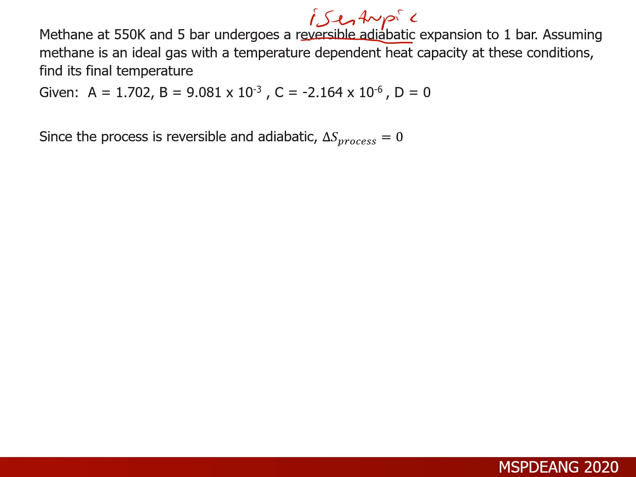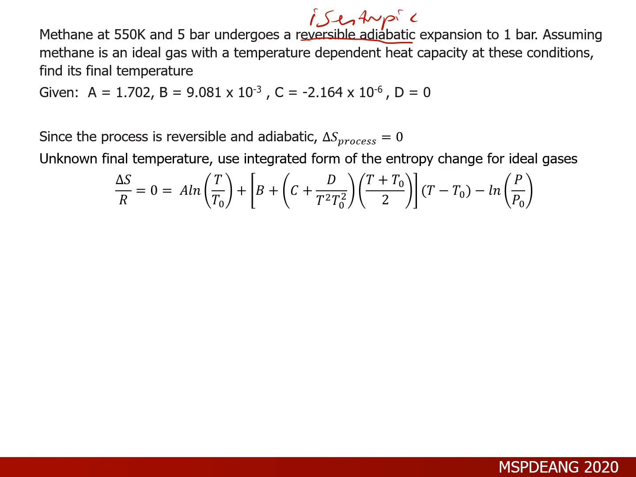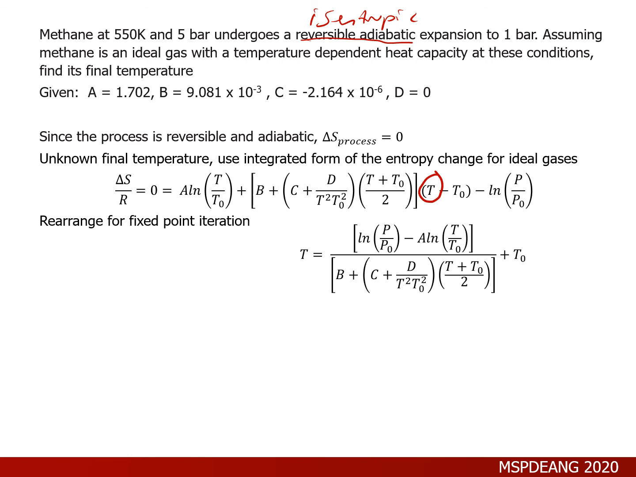So we have an unknown final temperature. Okay. So let us use the integrated form, the entropy change for ideal gases. So recall our previously derived equation as such. Okay, so unknown temperature. So delta S over R is equal to 0. P is 1 bar. P naught is 5 bar. T naught is 550 Kelvin. Okay. So we'll now rearrange this such that this temperature is now isolated. Okay, and then rearranging, you will get this following expression.